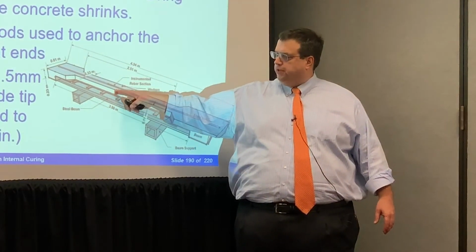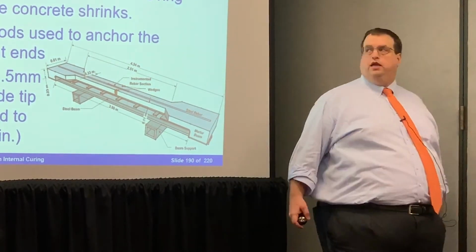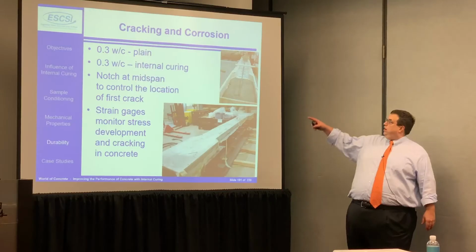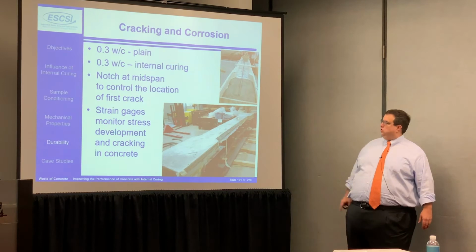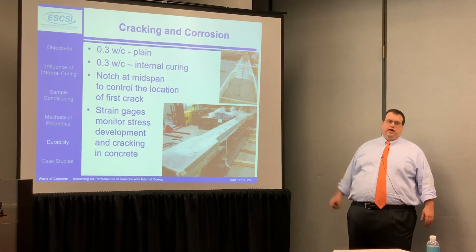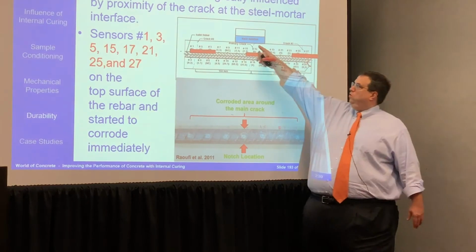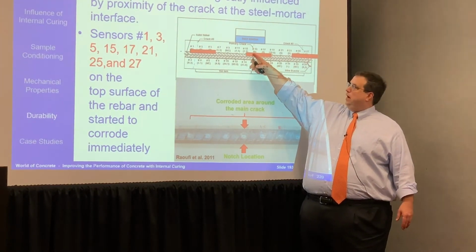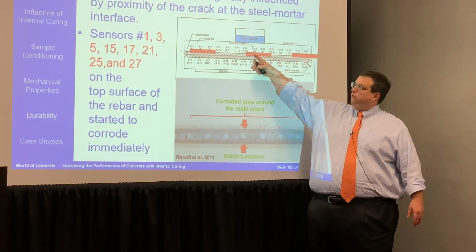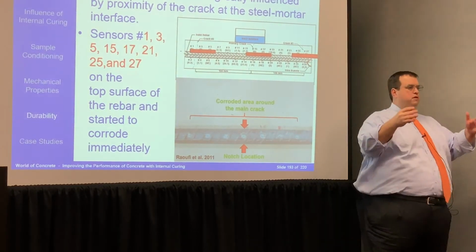We've got a little small notch here so that we know where the crack is going to happen in the system. We did a plain concrete and an internally cured concrete. The plain concrete developed a nice crack. The internally cured concrete never cracked. In the system that was cracked, not only did water get in through the crack, but it moved for about an 18-inch strip right around that crack. Those sensors went into corrosion almost instantaneously.